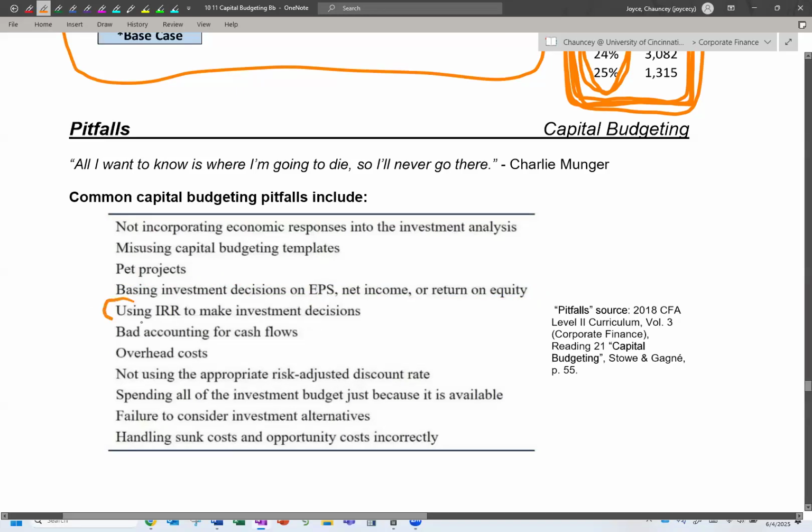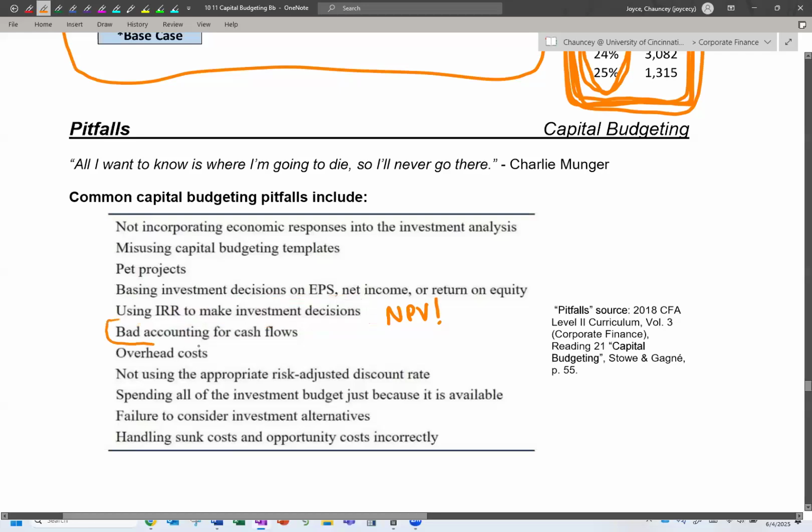Or you use internal rate of return to make investment decisions. You want to use net present value. Remember, internal rate of return can mislead you on mutually exclusive projects. So sometimes it can accept the project with a lower NPV because its IRR is higher, but you want to focus on NPV. Or IRR can mislead you if the cash flows are non-conventional. So if there's more than one sign change, IRR could also get you a different decision.